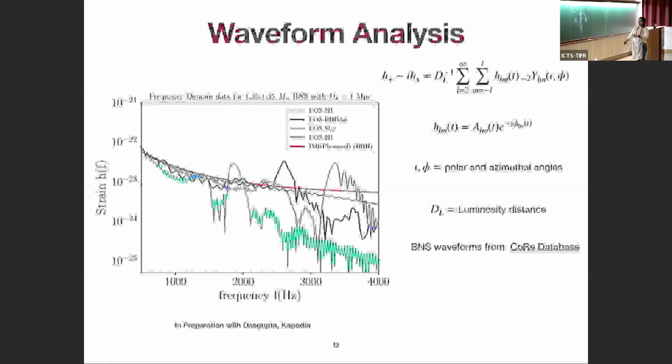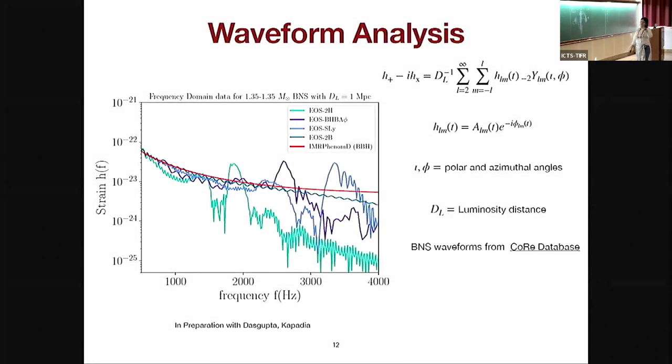So these are all theoretical stuff, like how we get the strain, and you can write the strain in amplitude and phase. And the main part that I want to focus on is the luminosity distance. And the plot shows the frequency on the x-axis and the strain on the y-axis. So delta L by L is what we measure. For this, I have taken a 1.35 solar mass binary black hole waveform, and a 1.35 solar mass binary neutron star waveform. So why 1.35?